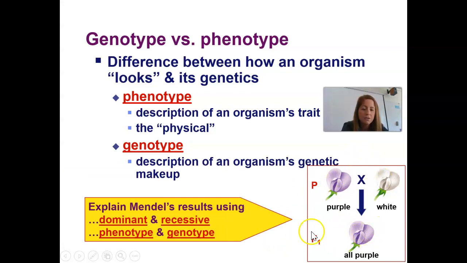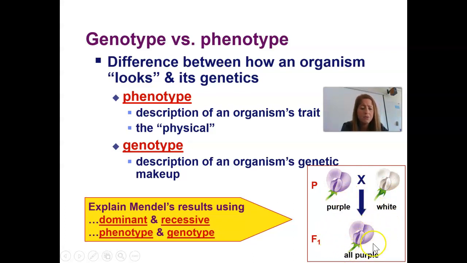If we were explaining these results, I could say the phenotypes for the P or the F0 generation here are purple and white flowers. Those are the phenotypes. The genotypes here, because they were pure breeding, the genotype for purple would be 2 purple alleles, whereas the genotype for white would be 2 white alleles, which we do usually use letters to denote.